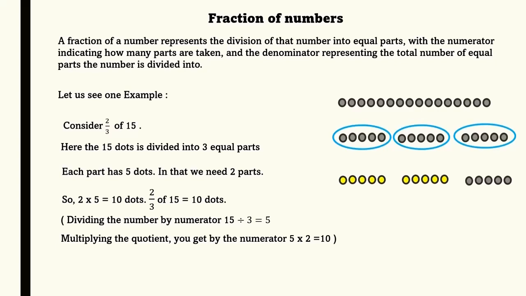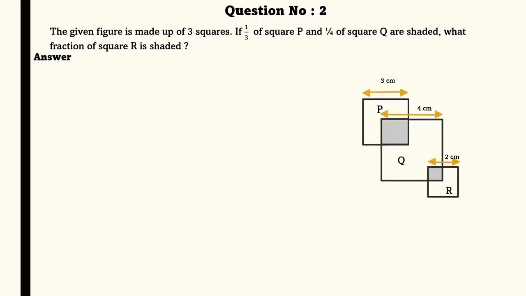Dividing the number by the denominator, that is 15 divided by 3, is equal to 5. And then multiplying the quotient by the numerator, that is 5 into 2, is equal to 10. Now using this, we will do question number 2.